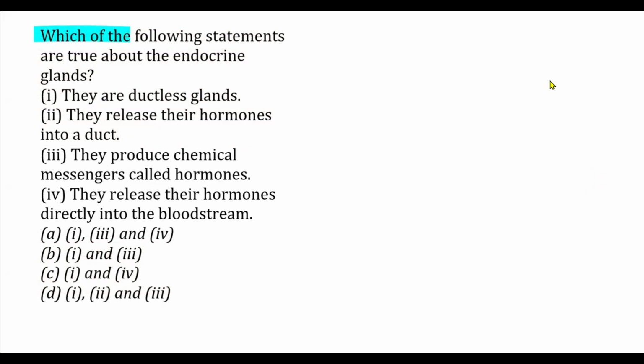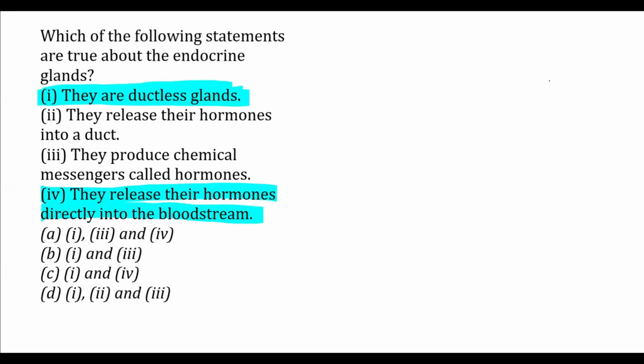The question here is which of the following statements are true about the endocrine glands? So what we know is that endocrine glands are ductless glands. That's true because, unlike the liver and pancreas, they don't have a duct. They directly release into the blood, right? And the blood takes it to its target site. Yeah, this is also given. They release their hormones directly into the bloodstream and it goes to the target site.